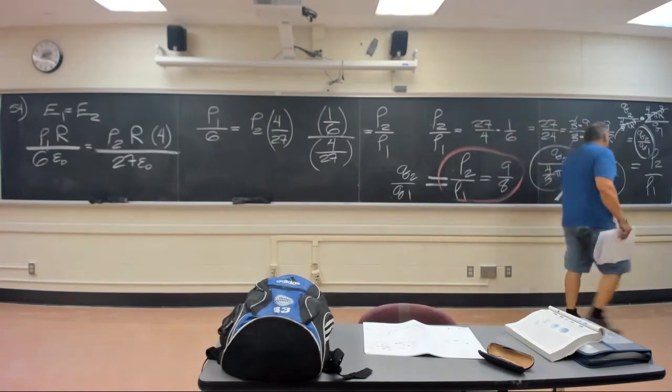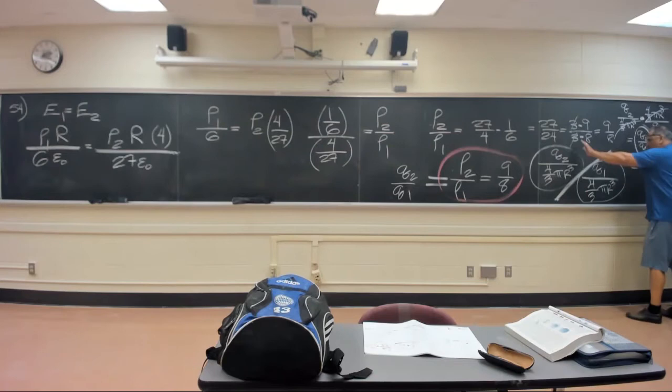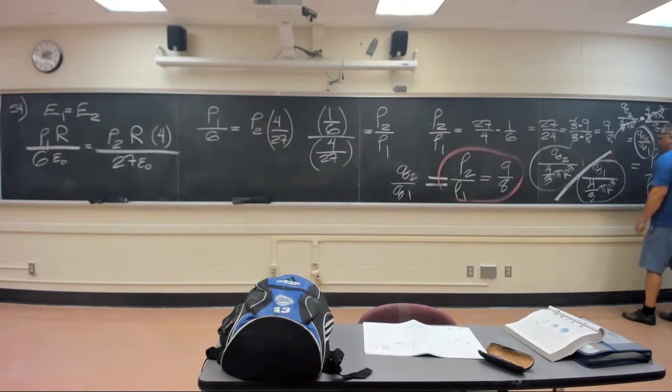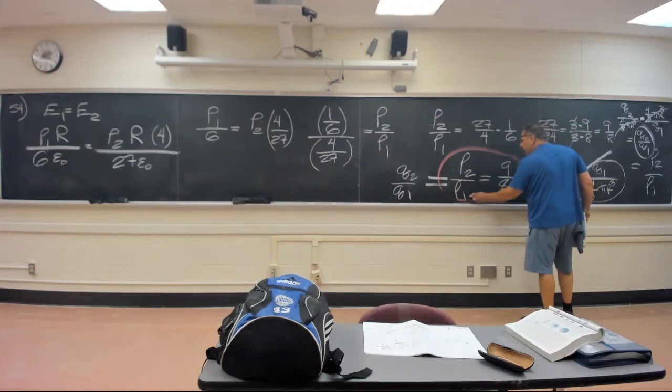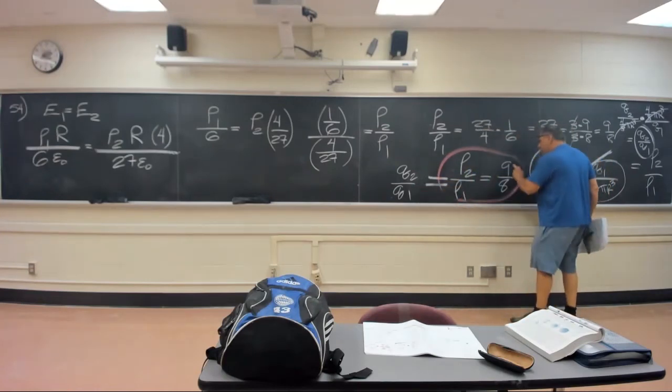Because if you took rho 2 over rho 1, you got charge sub 2 divided by volume, divided by charge sub 1 divided by volume. The volumes are the same. Rho 2 divided by rho 1 is the same as Q2 divided by Q1. Well, rho 2 divided by rho 1 was 9/8.